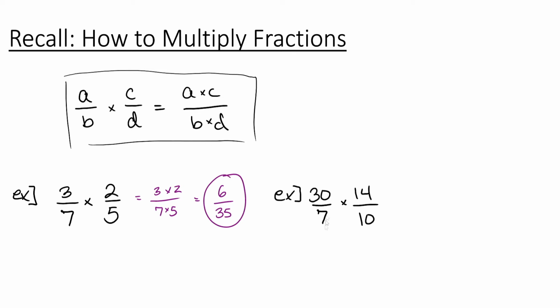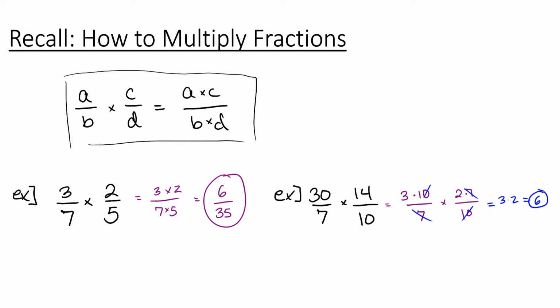If we wanted to multiply 30/7 by 14/10, we could do that, but we could also divide out some common factors and have an easier time reducing our answer. So we could factor 30 into 3 times 10. 7 doesn't simplify. 14 we could factor into 2 times 7. 10 we can leave as is. And now here we have some common factors that we can divide out. These 10s cancel with each other, and the 7s cancel with each other, and we're left with 3 times 2, which is 6.